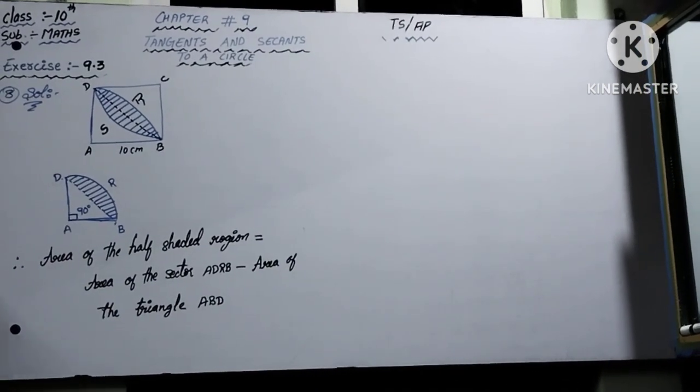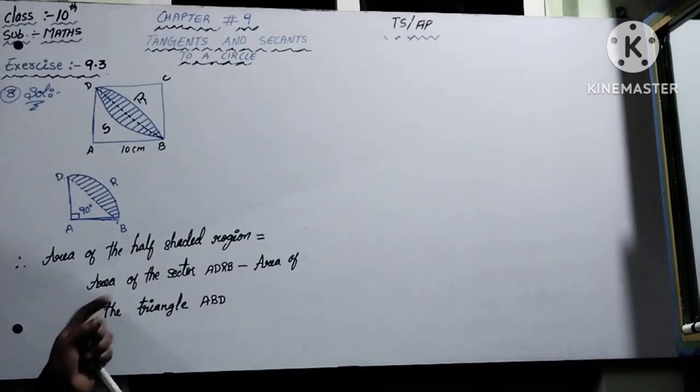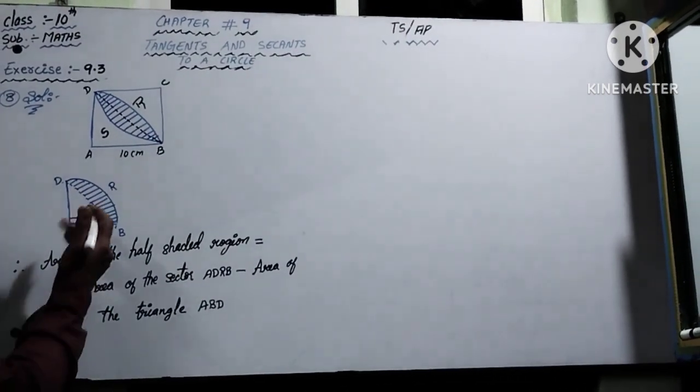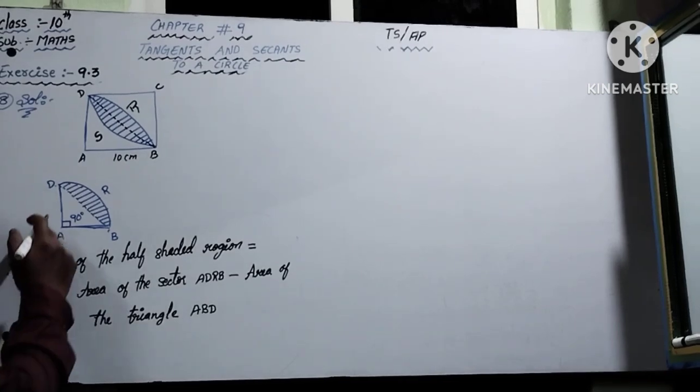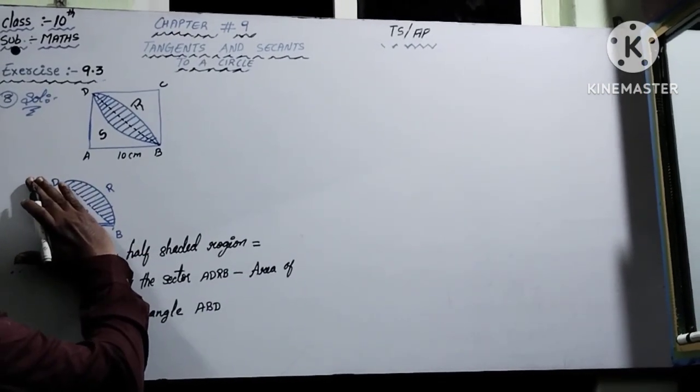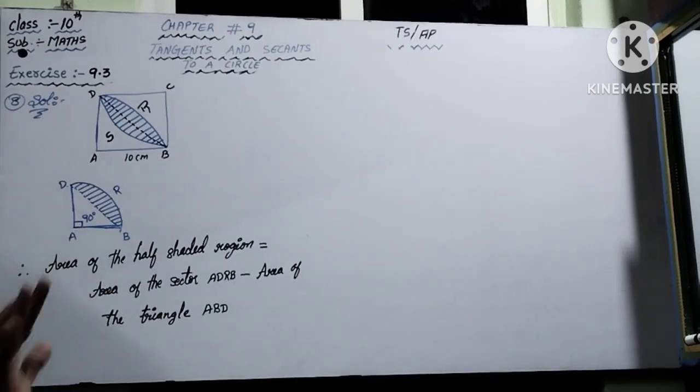Understand? So I am first finding the half shaded region. For this half shaded region, first I will take the complete figure, that is the sector. Then I will subtract this triangle. If from this full sector I subtract this triangle, what part do I get here? The shaded region.